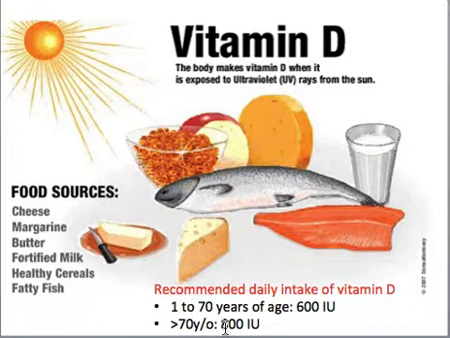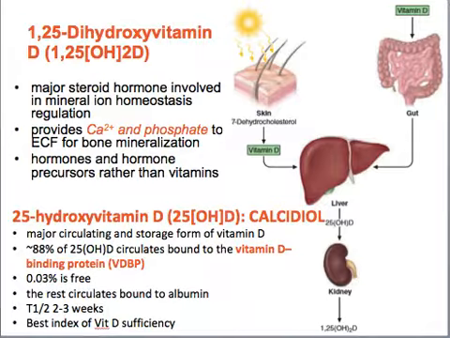Your calcium, your Caltrate tablet, contains about 200 to 400 IU of vitamin D. Your activated vitamin D, your 1,25 dihydroxyvitamin D or 1,25 dihydroxycholecalciferol, is a major steroid hormone involved in mineral ion homeostasis, and it provides both calcium and phosphate to the extracellular fluid for bone mineralization. So it's more of a hormone than a vitamin.